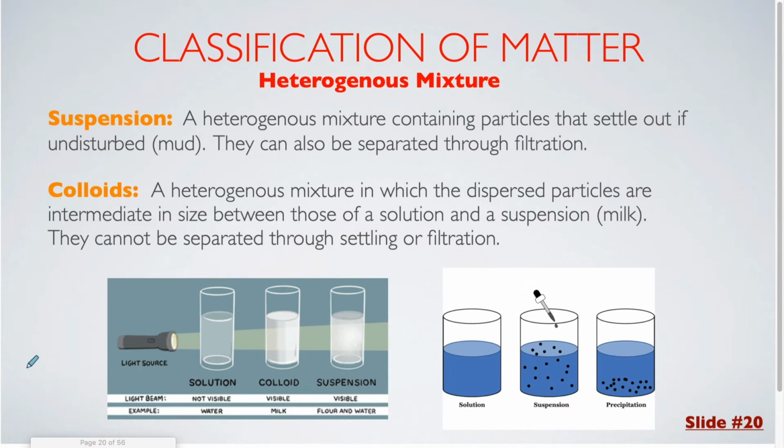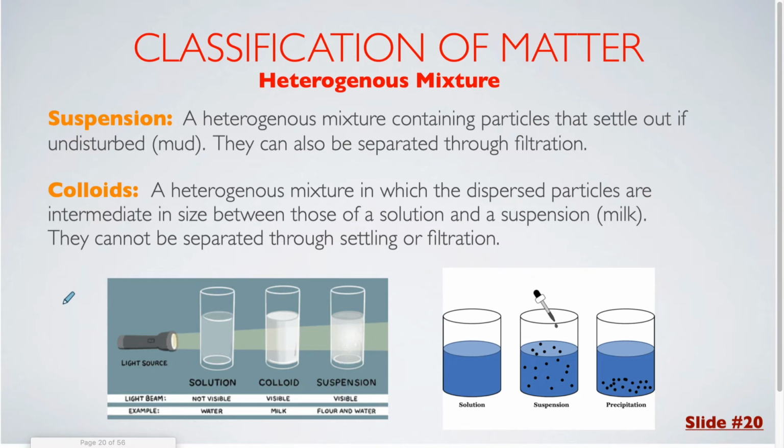Under the umbrella of heterogeneous mixtures, we also have suspensions and colloids. A suspension is a heterogeneous mixture containing particles that settle out if they are undisturbed, such as mud. Another example would be that precipitate we were talking about in a previous video. They could potentially be separated through filtration. We're going to be talking about separation techniques soon.